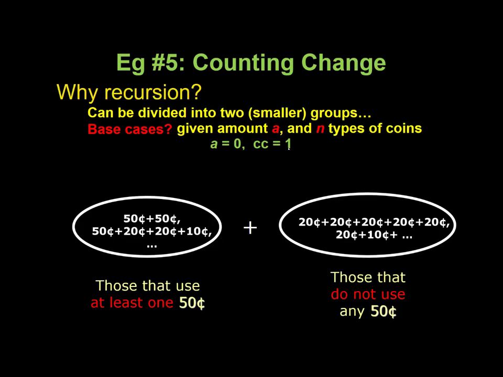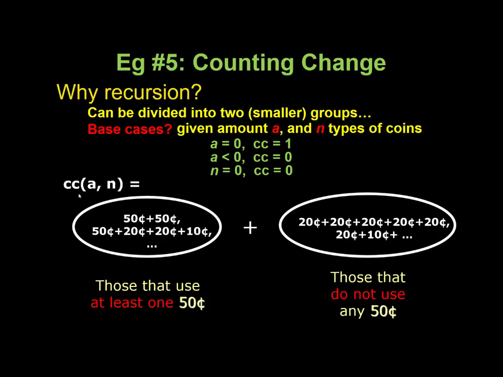That is, you don't use any coins. To get a negative amount, there's no way that you can use any coins or no coins to change it. So the number of ways is 0. If you have no types of coins, n equal to 0, then again, regardless of the amount, there's no way that you can change it. So the number of ways is 0 also.